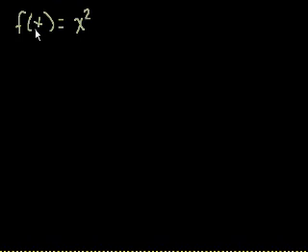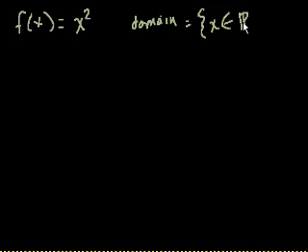So let me ask you a question. What values of x can I put in here so I get a valid answer for x squared? Well, I can really put anything in here, right? Any real number. So here I'll say that the domain is the set of x's such that x is a member of the real numbers.